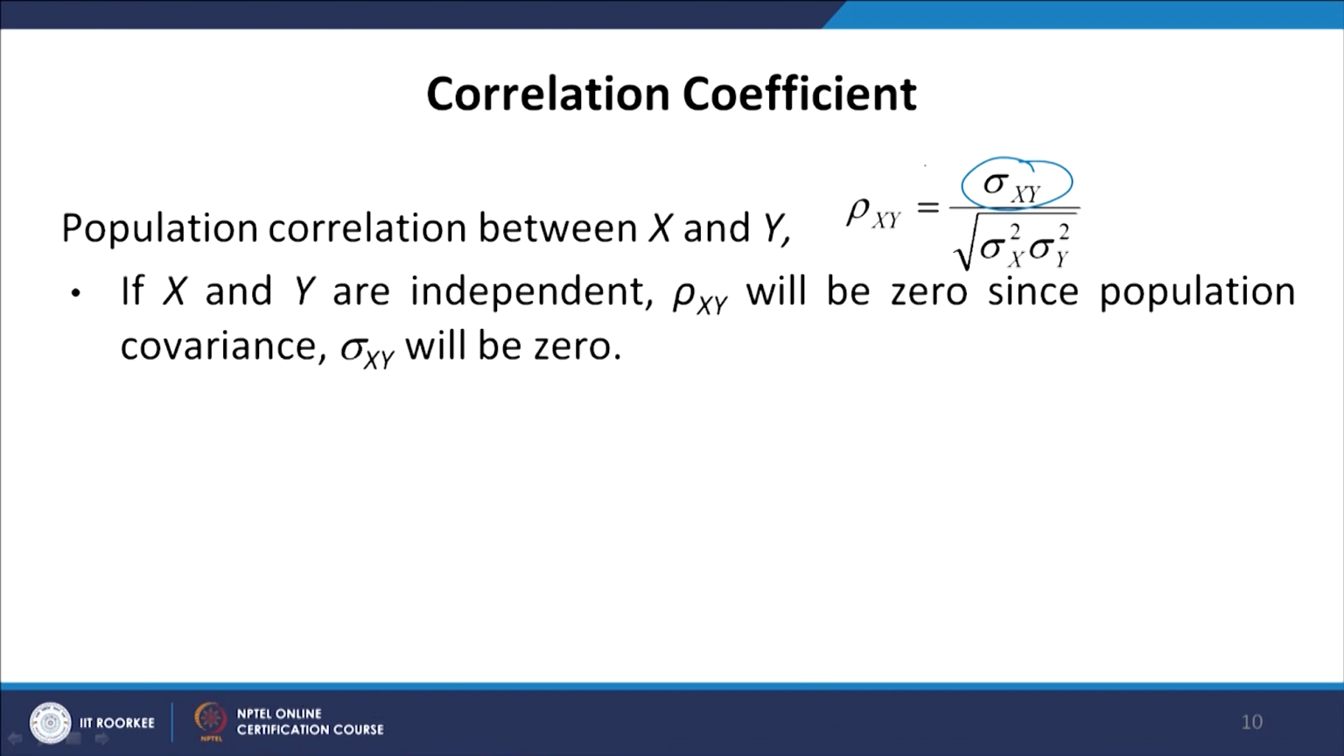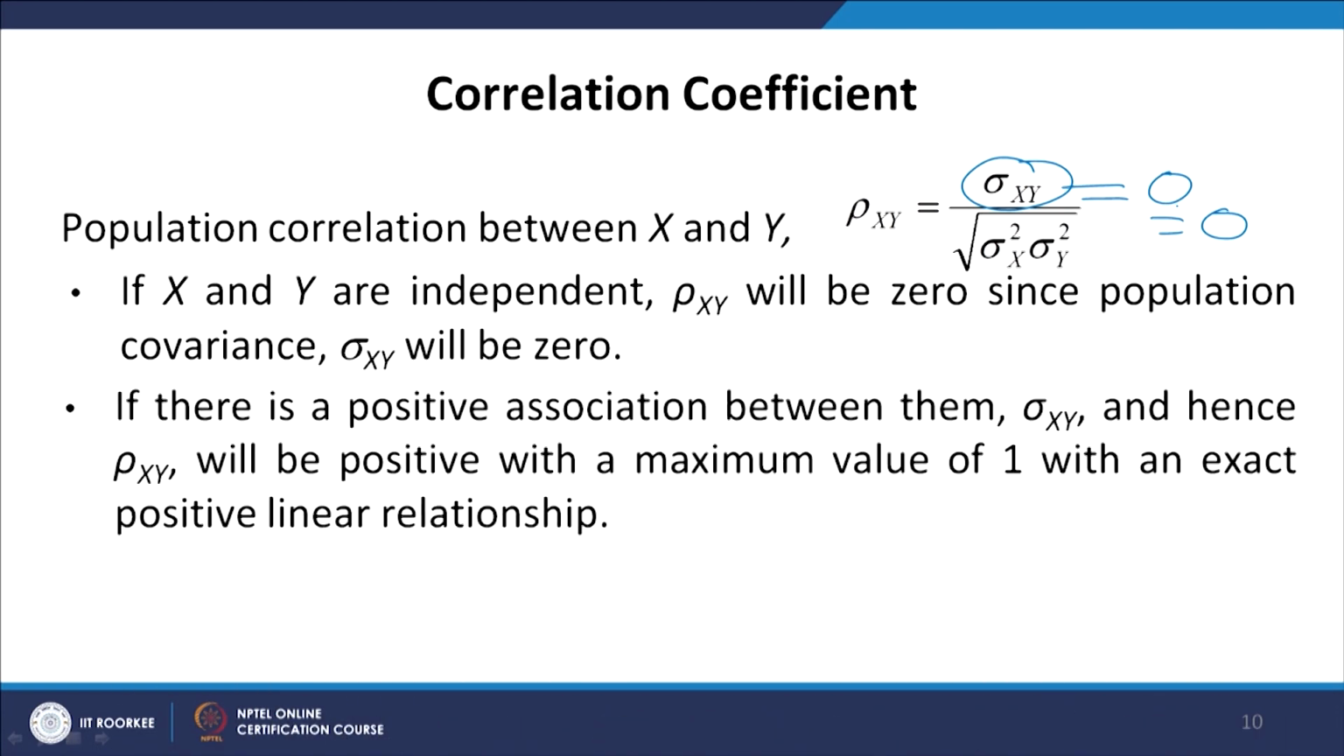If x and y are independent, then you remember that sigma xy will be 0, and in that case rho xy will also be 0 because you have a numerator which is 0. So, if x and y are independent, rho xy will be 0 since the population covariance sigma xy will be 0. If there is a positive association between them, sigma xy and hence rho xy will be positive, with a maximum value of 1 with an exact positive linear relationship.